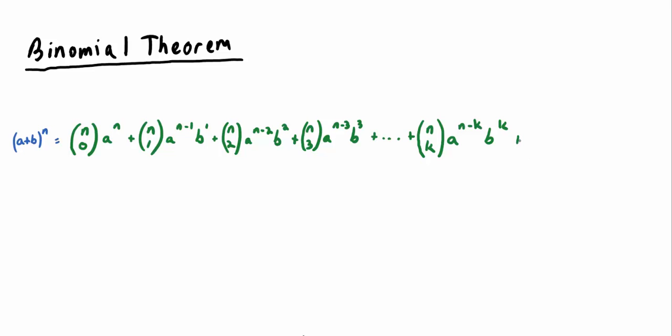And then eventually, what's going to happen though? Plus dot, dot, dot. Eventually, the counter number beneath the n is going to get up to n itself, n choose n, which means the exponent on the a is 0, n minus n, so you don't write it down, and the exponent on the b would be the n. And that's the binomial theorem.